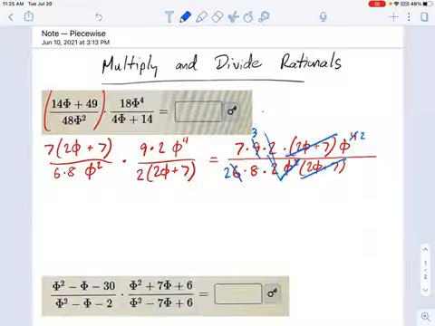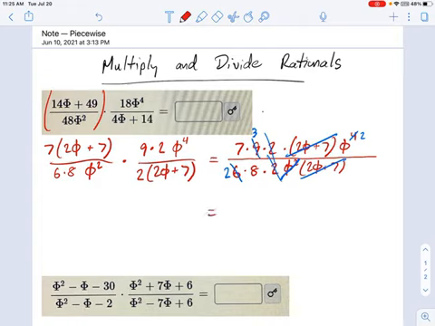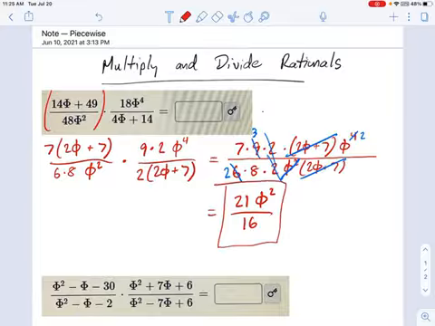And now there's nothing left that will cancel, because 7 and 3 are prime numbers. 2 and 8 only have 2's, so there are no common factors there. And what you have in the final form is 7 times 3, that's 21, times phi squared, over 2 times 8, which is 16. Okay, so that would be your simplified expression from the multiplication on the left.